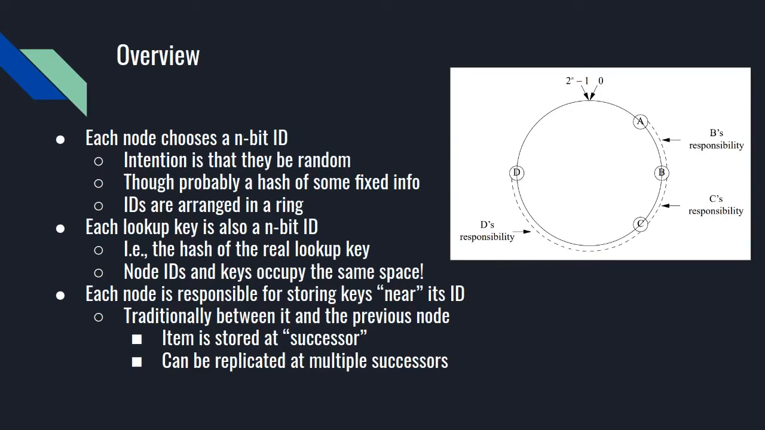Now coming on the overview. Each node chooses an n-bit ID. The IDs are distributed randomly and are thought of as a fixed hash. IDs are arranged in a circle. Each lookup key is also an n-bit ID, the hash of the real lookup key. Node IDs and keys occupy the same space. Each node is responsible for storing keys near its ID, traditionally between it and the previous node. An item is stored at its successor and can be replicated at multiple successors.